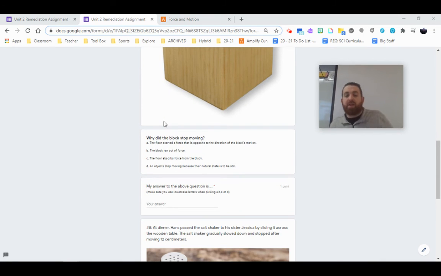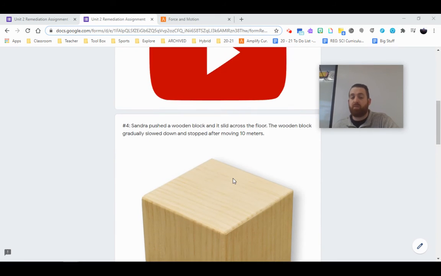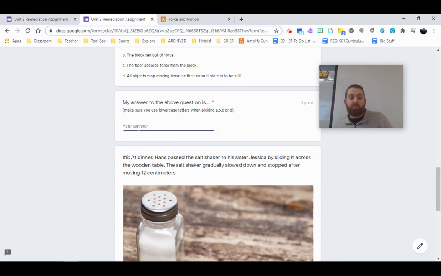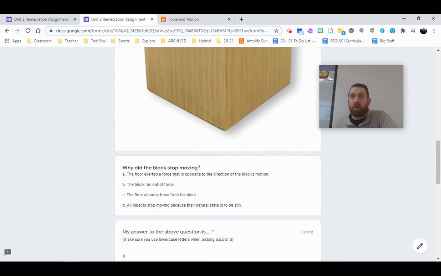So let's take a look at what our answers and options are. The floor exerts a force that is opposite to the direction of the motion of the block. Well, there it is, right there, right off the bat, letter A. The block ran out of force. Well, you can't run out of force.